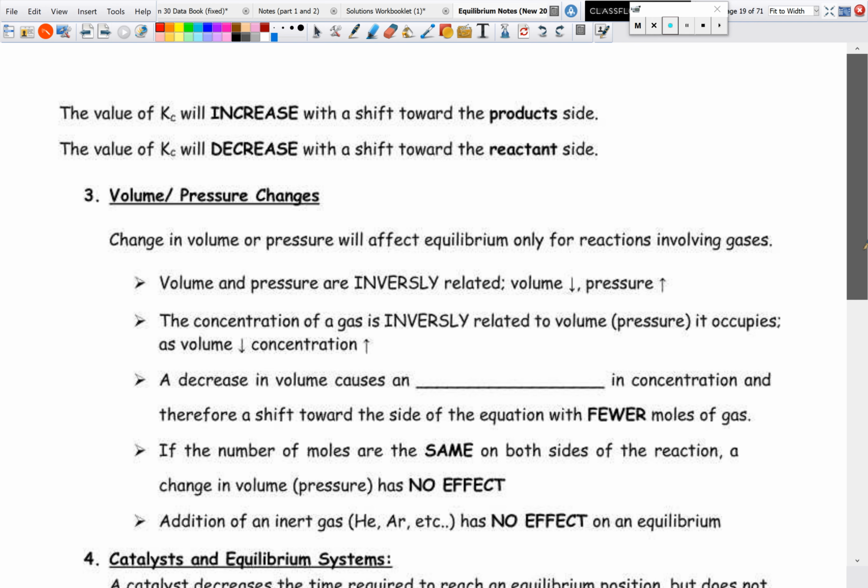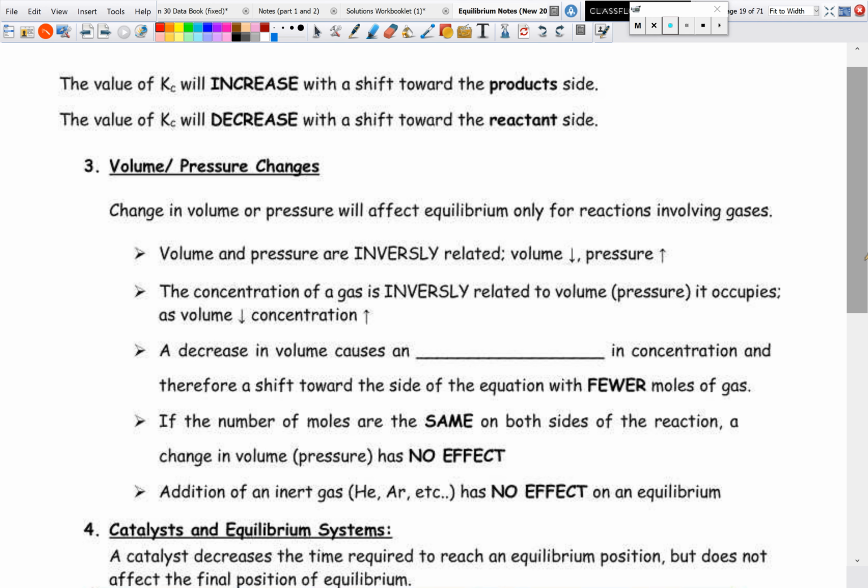And finally, this is what you see here: if the equilibrium constant increases, the shift is towards the product side, and of course if the equilibrium constant decreases, it's a shift towards the reactant side.